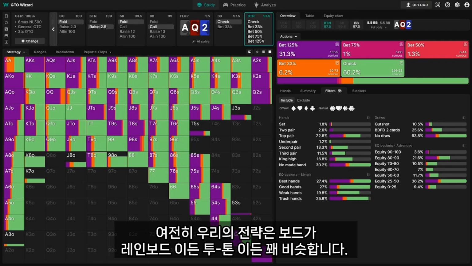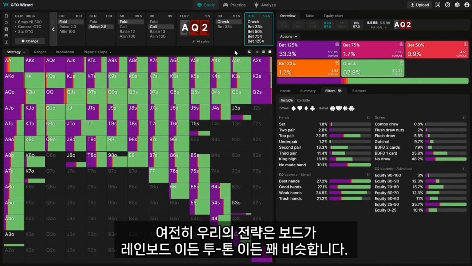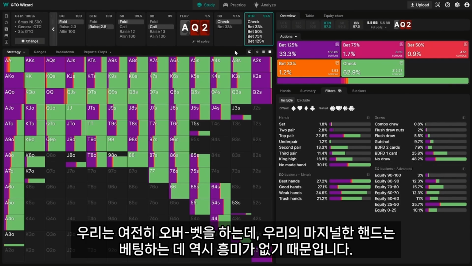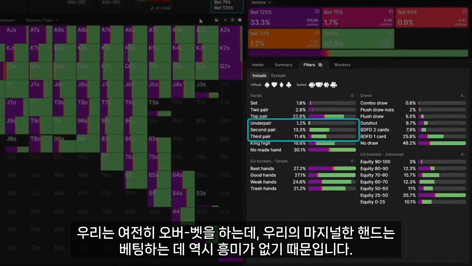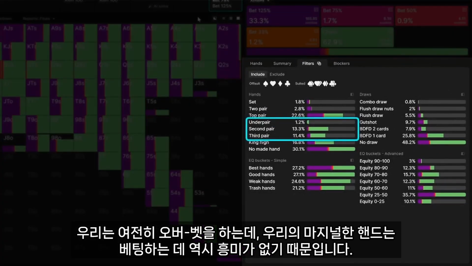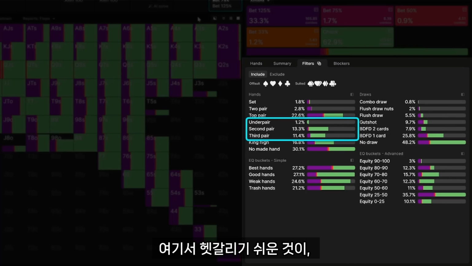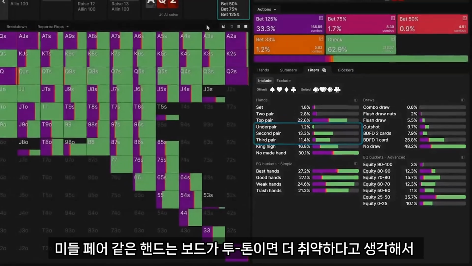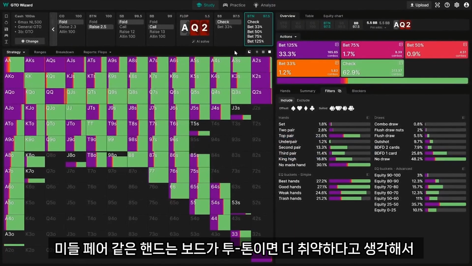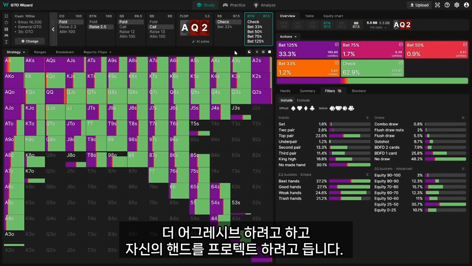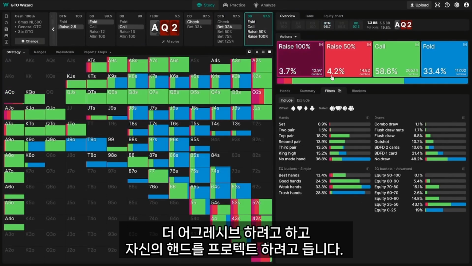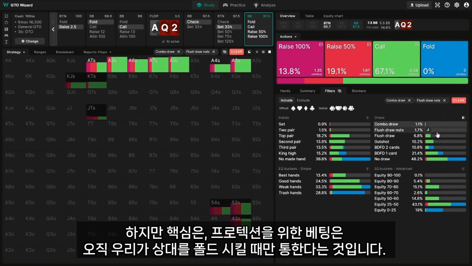Once again, our strategy looks quite similar whether the board is rainbow or two-tone. We still want to go for the overbet because our marginal hands are still not interested in betting. It's easy to get confused here because a hand like middle pair feels more vulnerable when the board is two-tone, and it's tempting to bet more aggressively to try and protect our hand. But here's the key point.